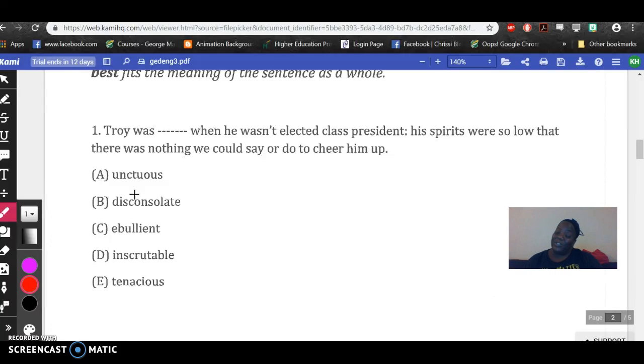Again, the whole point is to increase vocabulary, because when you increase your vocabulary, that helps increase your reading comprehension, which helps increase any score as part of that GED test. Okay, so here we go.